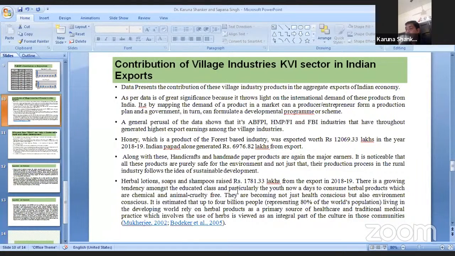So I'm pointing out one important product, honey, which is a forest-based industry product and was exported worth rupees 1206.9 lakhs in the year 2018-19. The Indian papad industry alone generated rupees 6976.82 lakhs from exports. Along with these, handicraft and handmade paper products are again major earners. It is noticeable that all these products are purely safe for the environment, and not just that, their production process in the rural industry follows the idea of sustainable development.